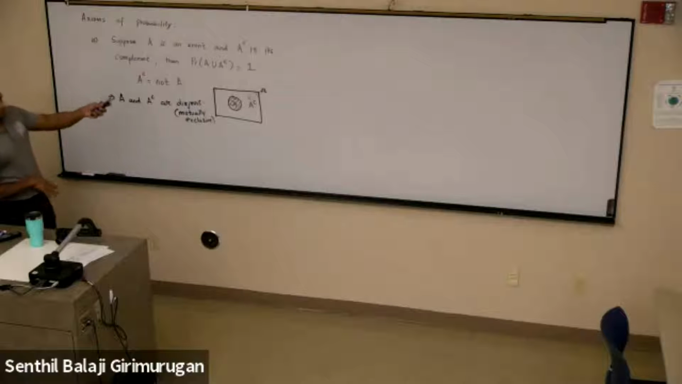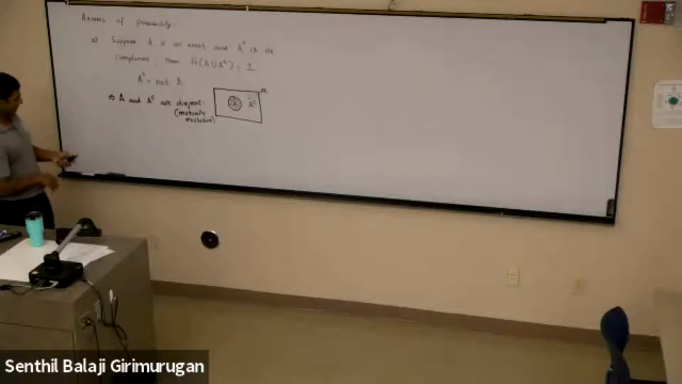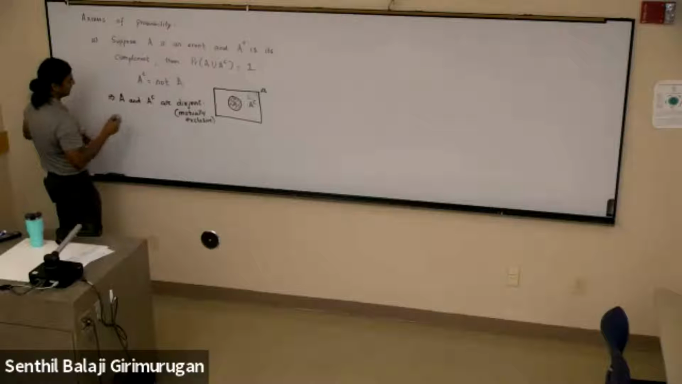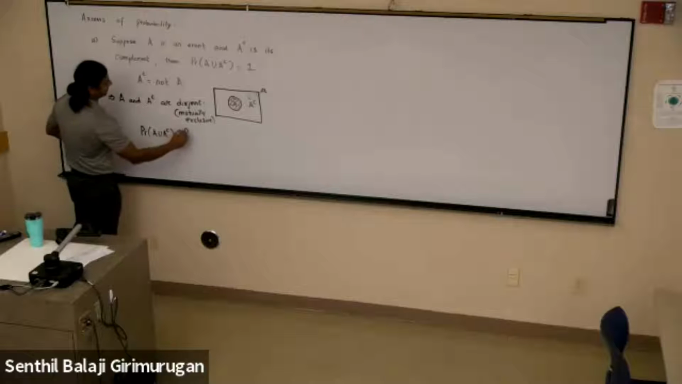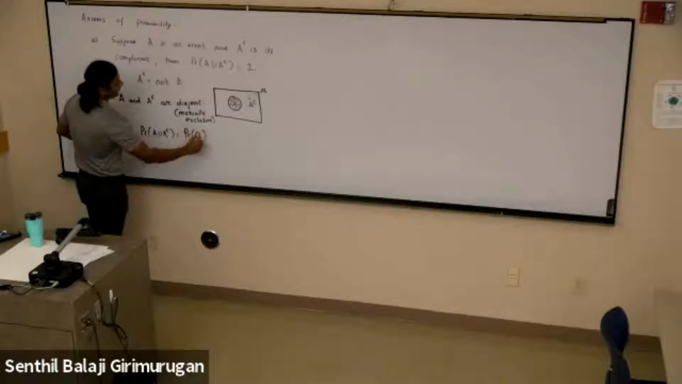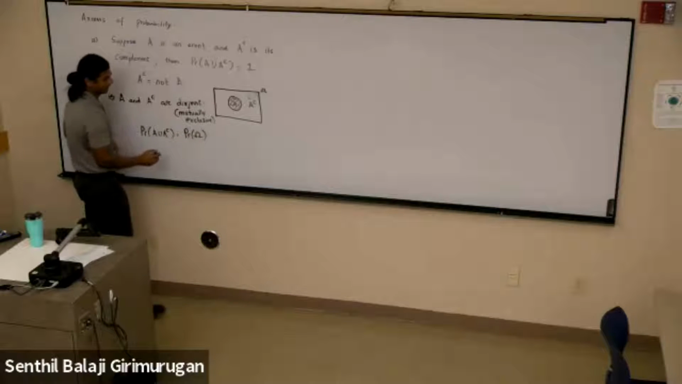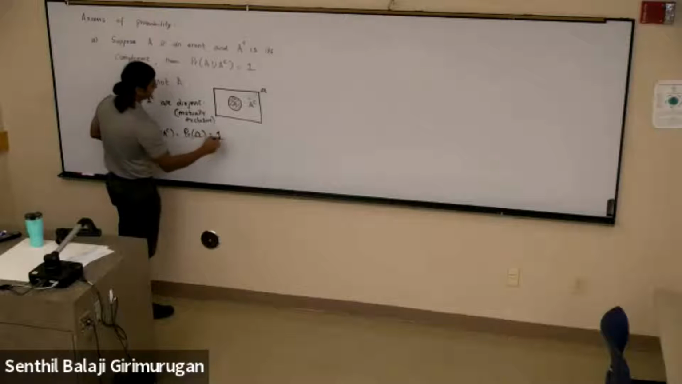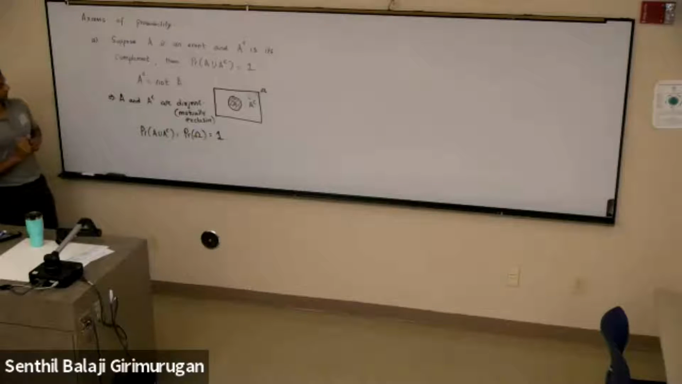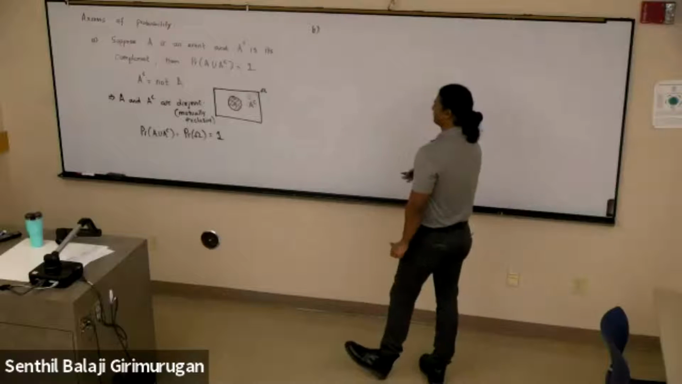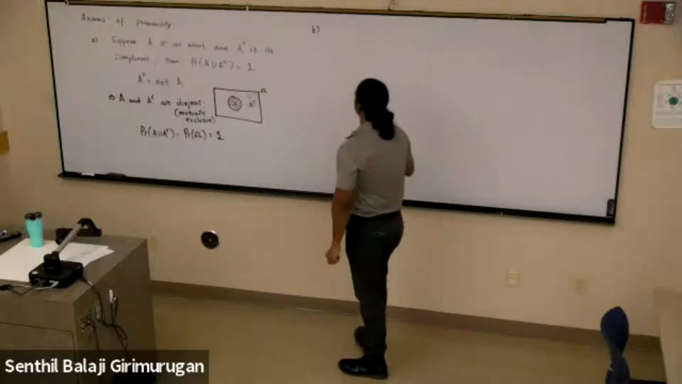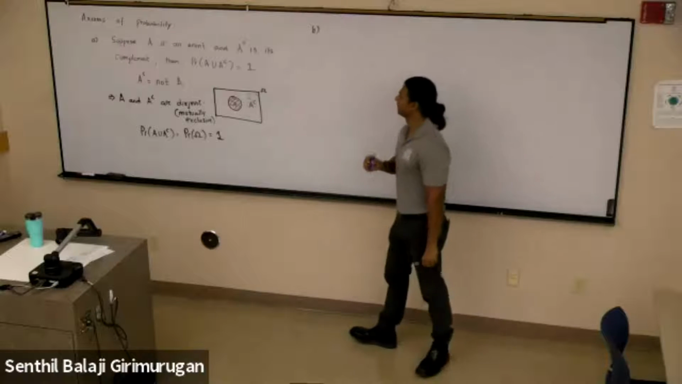That said, we want to find the union. What is A union A complement? Omega. Yeah. And what is the probability of omega? 1. Good.